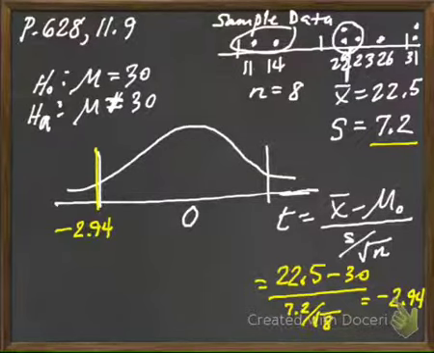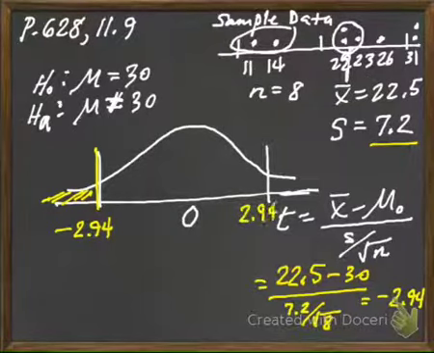negative 2.94. Now you'll notice this, of course, is on the left. We need to know the area of this tail, but it'll be the same. This is a two-tailed test, and so we'll have 2.94 over here, and we'll just take this p-value and multiply it by 2. But wait, there aren't very many probability values on the table, so let's take a look at that.